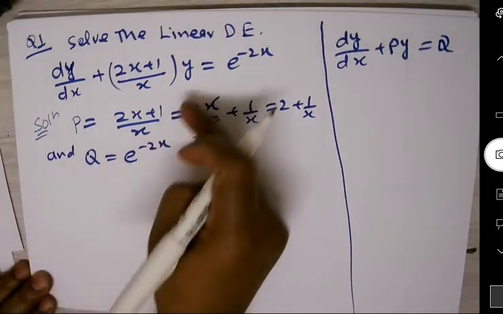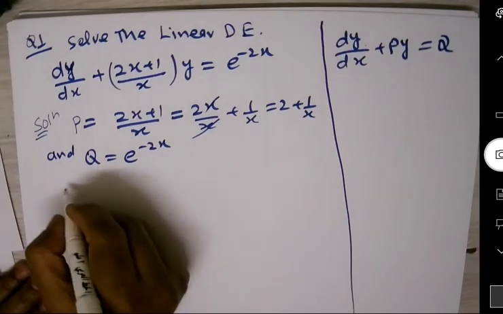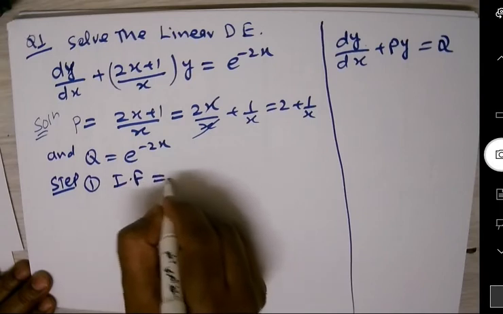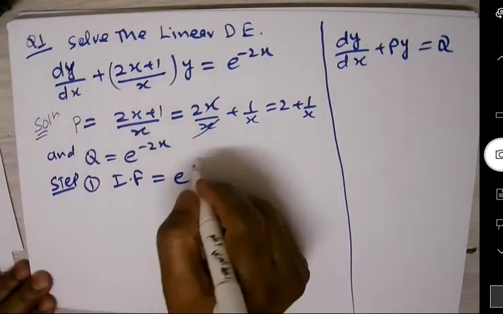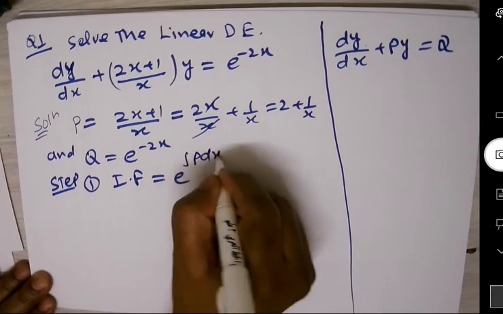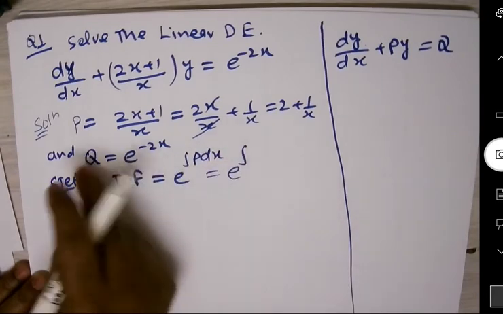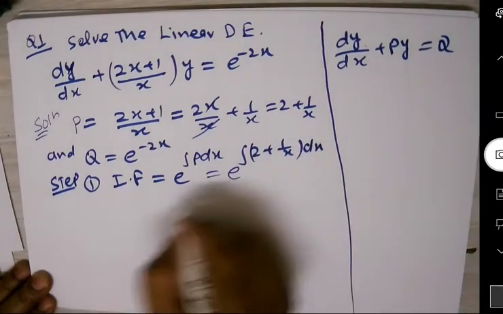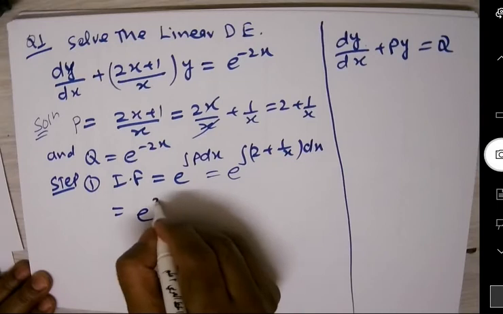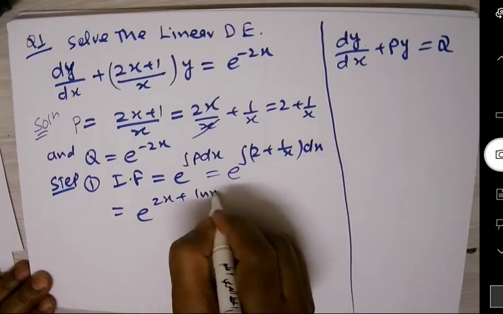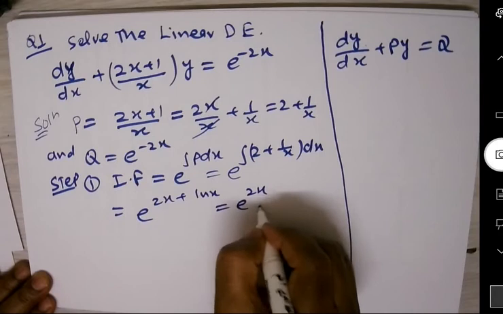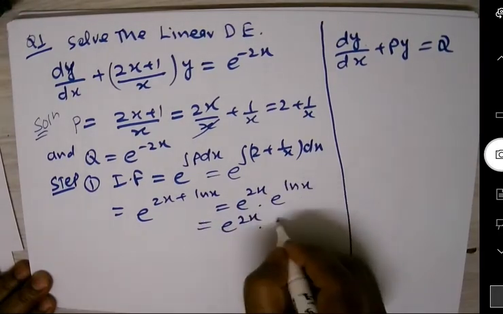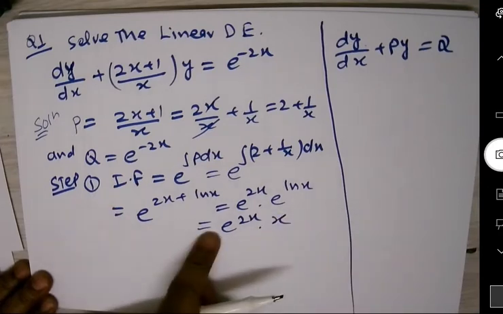Now, if this is a linear differential equation, then we have to follow two steps. Step number 1, integrating factor. Because the dependent variable is y, the integrating factor is e power integral of p dx, where p is 2 plus 1 by x. Integrate it: 2 gives 2x, and 1 by x gives ln of x. We can write it as e power 2x into e power ln of x, which is e power 2x times x. So this is the integrating factor.